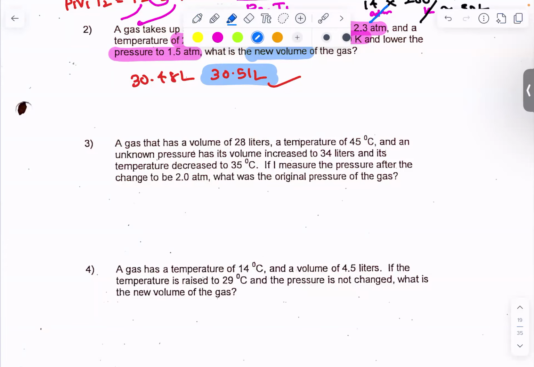A gas that has a volume of 28 liters, a temperature of 45 degrees Celsius, and an unknown pressure has its volume increased to 34 liters and its temperature decreased to 35 degrees Celsius. If I measure the pressure after the change to be 2 atm, what was the original pressure of the gas? So we're solving for P1. X times V1, which is 28, over T1, which is 45 Celsius to Kelvin.